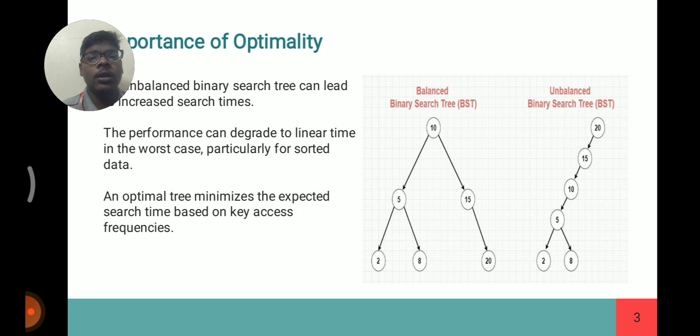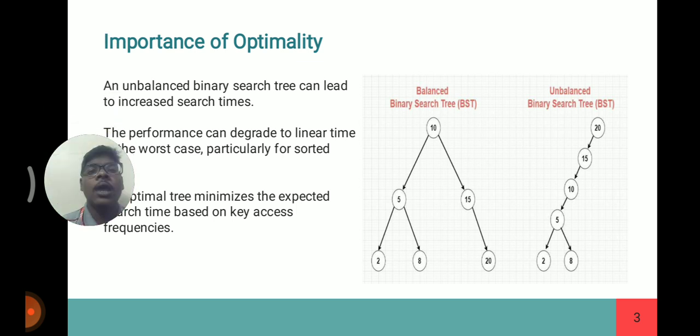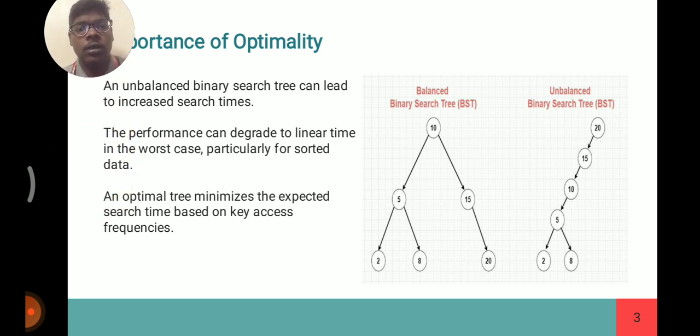Importance of optimal binary search tree. An unbalanced binary search tree can lead to increased search times. The performance can degrade to linear time in the worst case, particularly for sorted input. The optimal tree minimizes the expected search time based on key access frequencies.